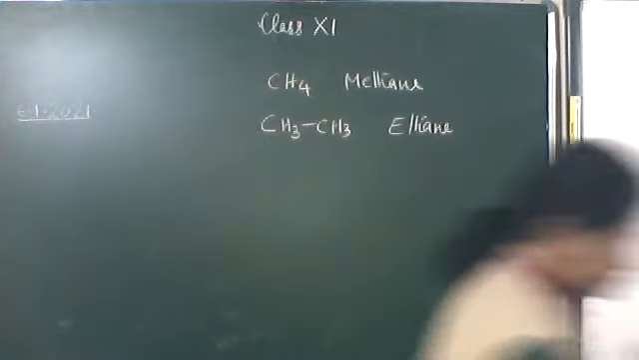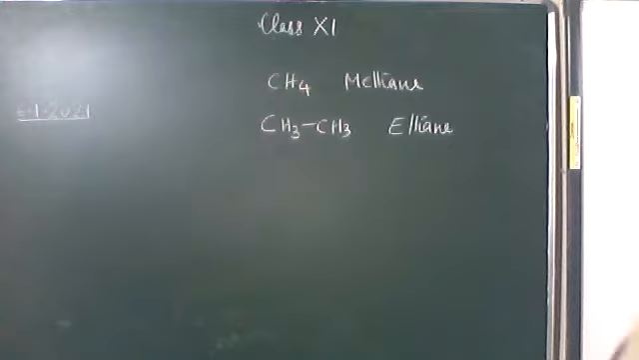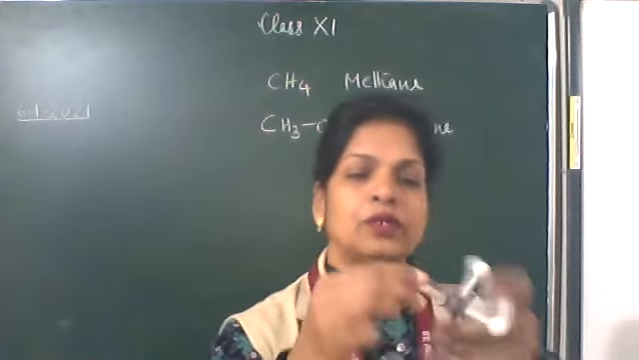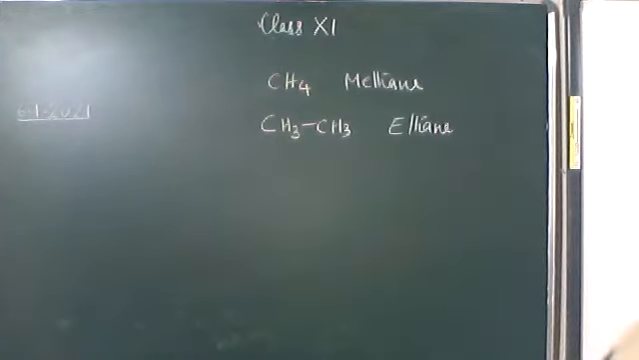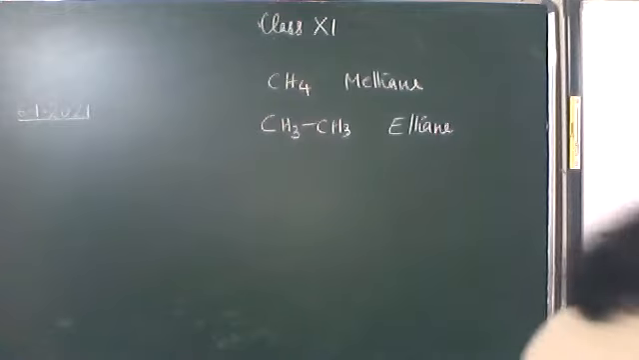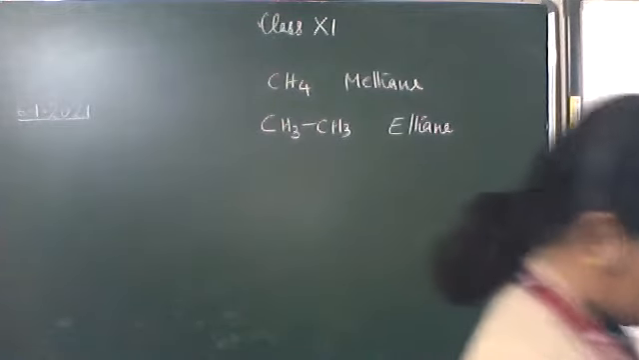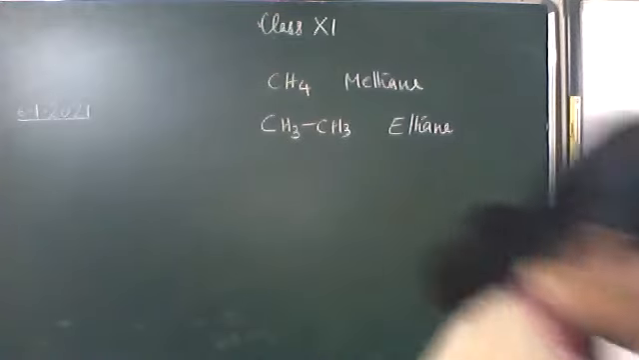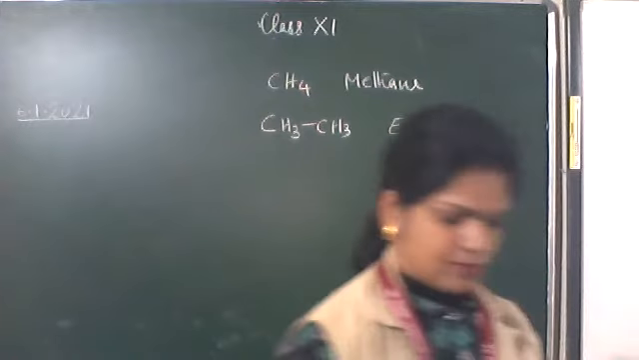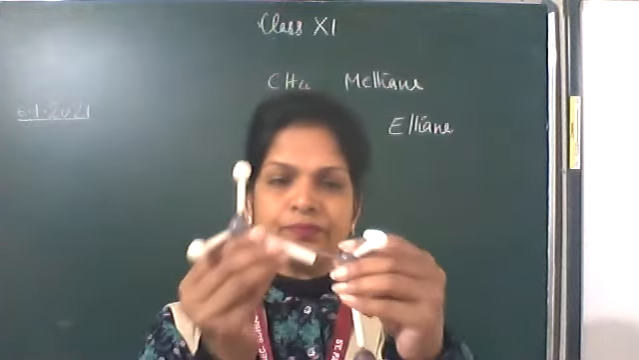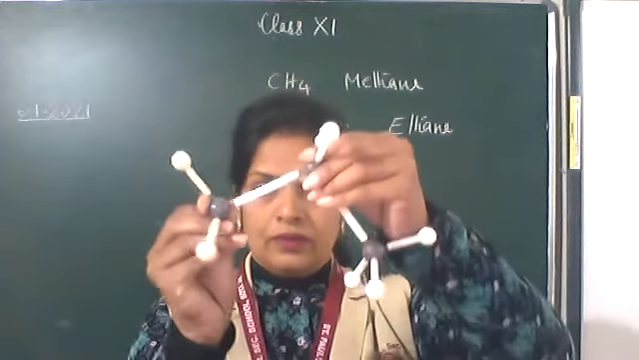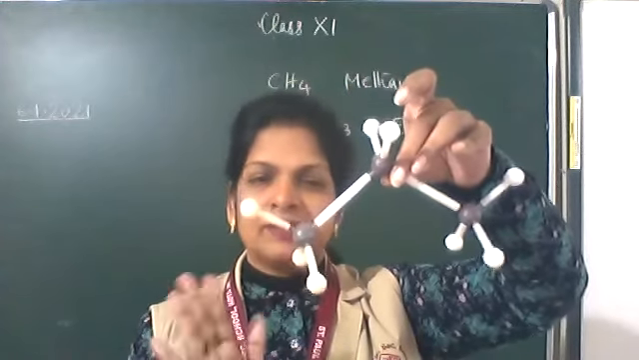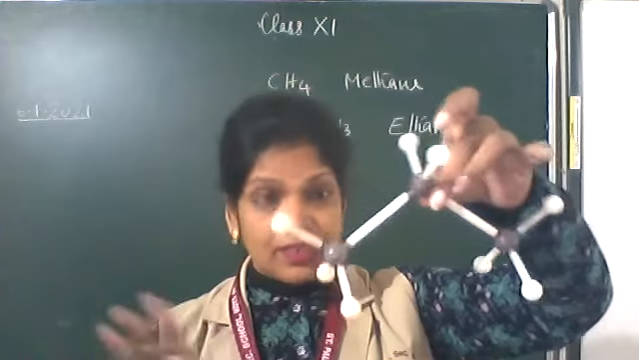Ethane. Now I'm going to replace one hydrogen by another CH3. So you see a bent structure, but this is a straight chain. This is a straight chain.